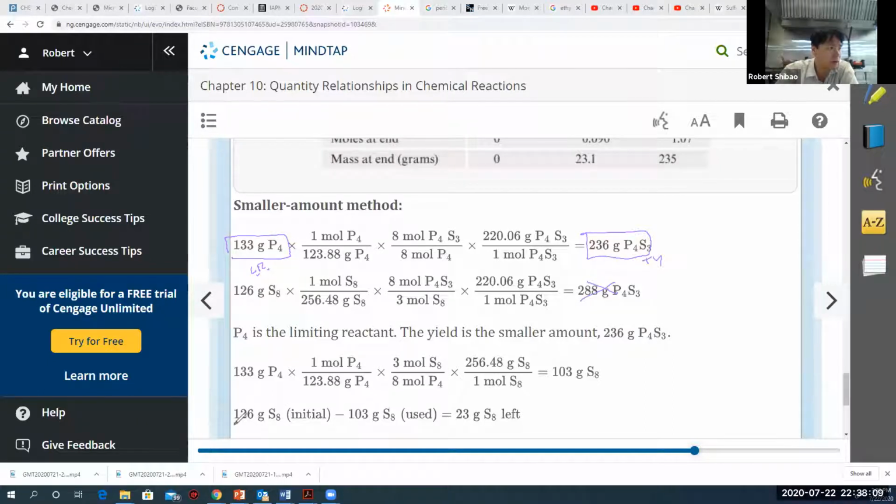So we started off with 126. That's our initial. And this is the amount used by the limiting reagent. The amount used by the limiting reagent we get by calculation. That is 133 grams of limiting reagent requires 103 grams of sulfur. So we used up 103 grams here, and that leaves us with 23 grams left over.